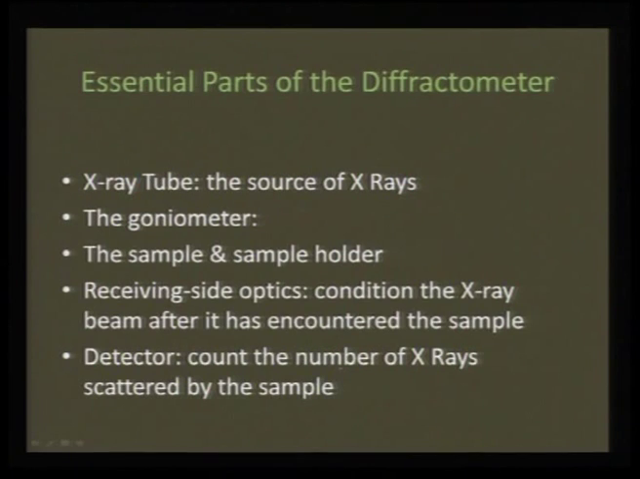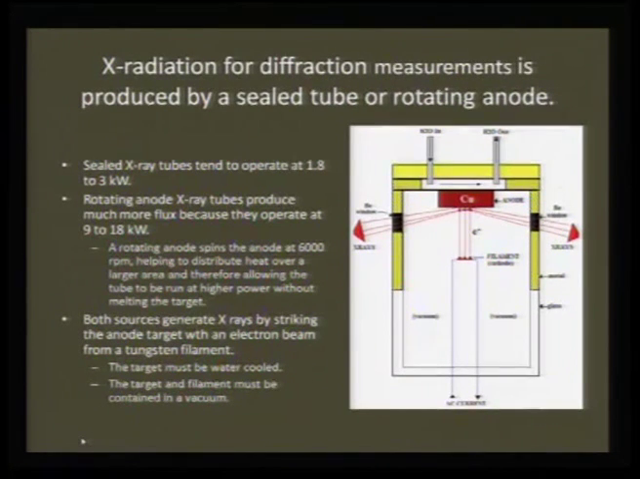So, all these are essential components, and this is an assembly of the target, and this is how it is schematically defined. Suppose you have an X-ray tube which is a sealed tube, then you can operate the source between 1.8 to 3 kilowatt. But if you have a tube or target which has a rotating anode, then you can improve on the flux by increasing the operating power to 9 to 18 kilowatts.